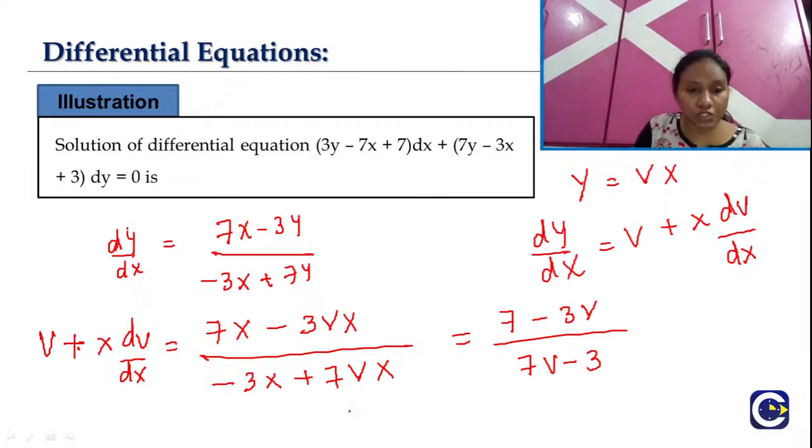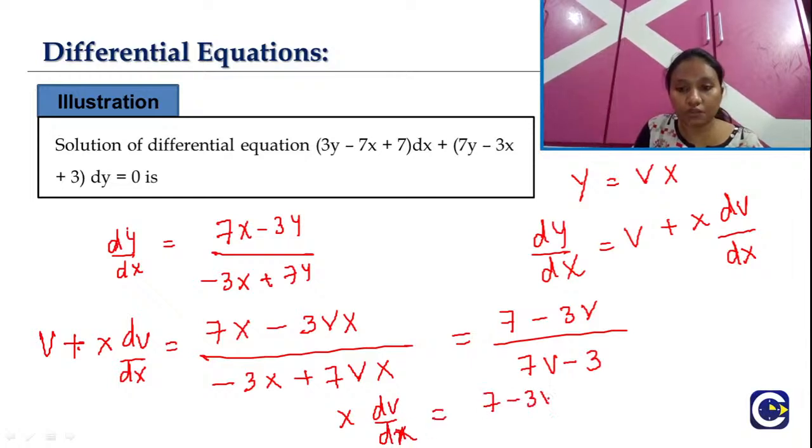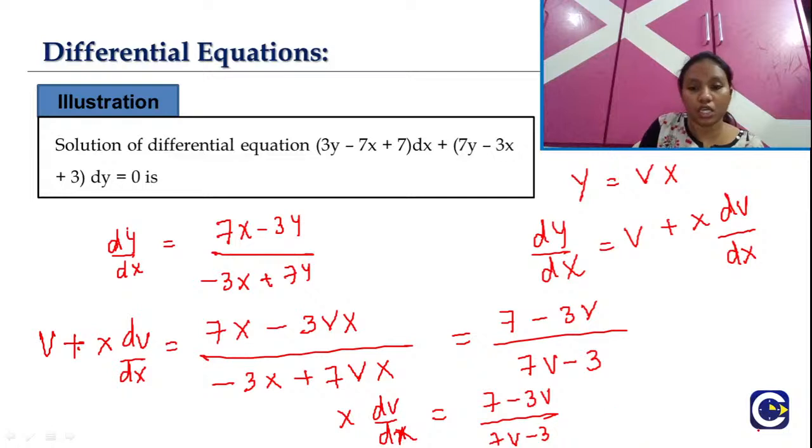So now the expression is x into dv by dx will be equal to (7 minus 3v) by (7v minus 3), and the v on the left-hand side of the equation has to be moved to the right side of the equation. So now let's take the LCM and simplify it further.